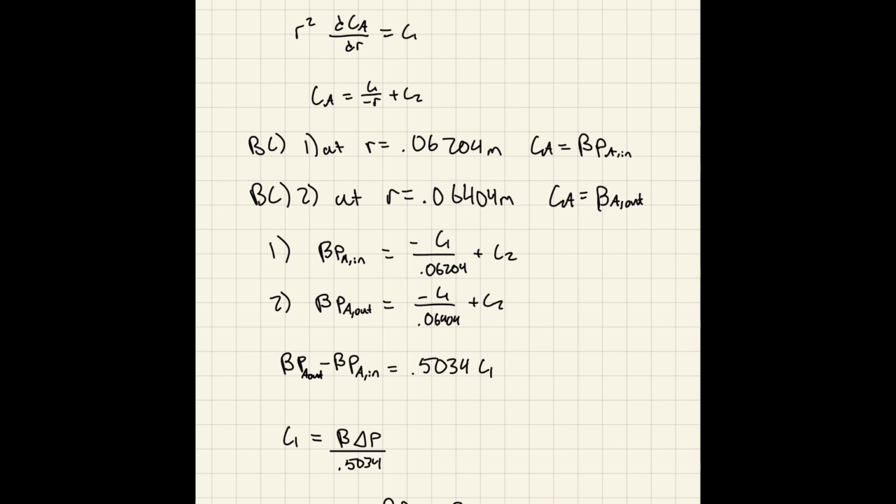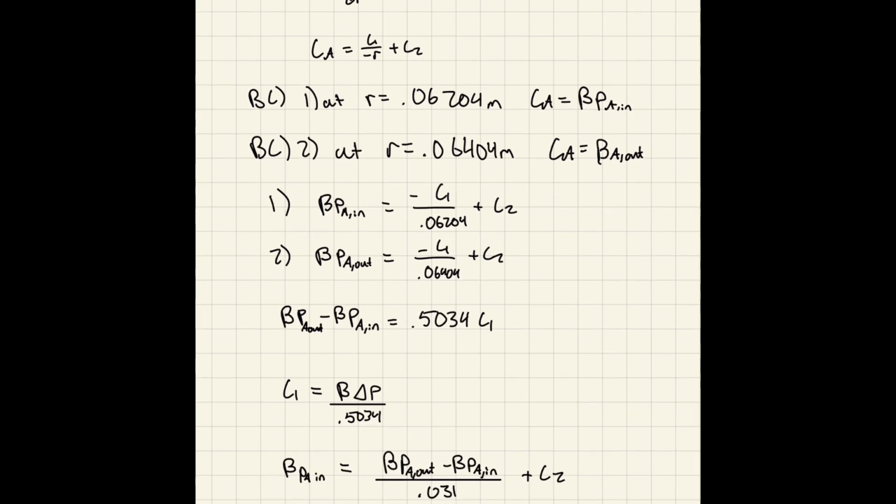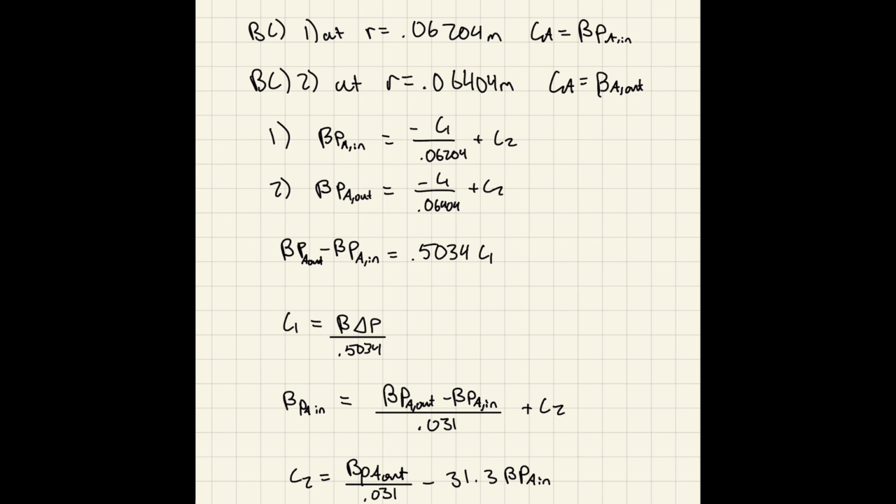Plugging these in, we have beta times partial pressure inside is equal to negative C1 over 0.06204 plus C2, and beta times pressure of A outside is equal to negative C1 over 0.06404 plus C2. We're going to subtract equation 1 from equation 2, and that'll give us the equation here for C1 equals beta times the difference of pressure over 0.5034.